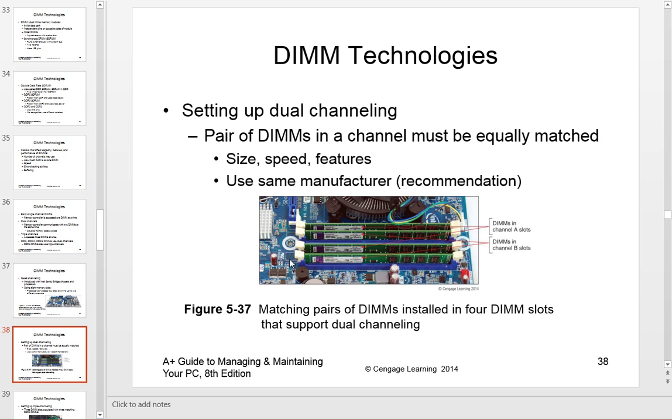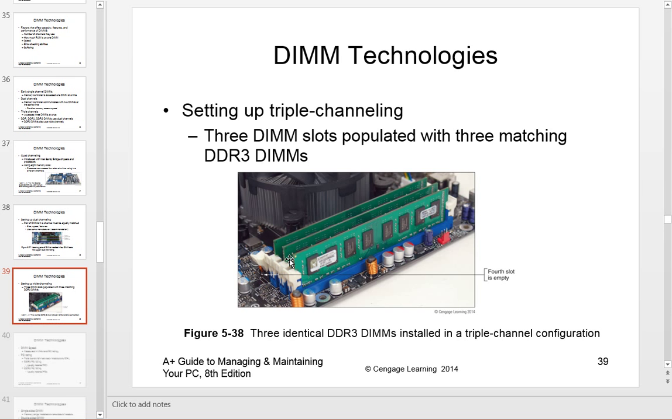To set up a dual channel, you have to have a pair of DIMMs that have to be equally matched in size, speed, and features, and you should use the same manufacturer. If you buy 2 from the same manufacturer with the same model number, you're ensuring that you're setting up dual channels easily. You install that RAM in the slot, and then when the computer fires up, the BIOS senses that change, and it automatically sets up your dual channel because those size, speed, and features requirements are met. And you don't have to do anything else.